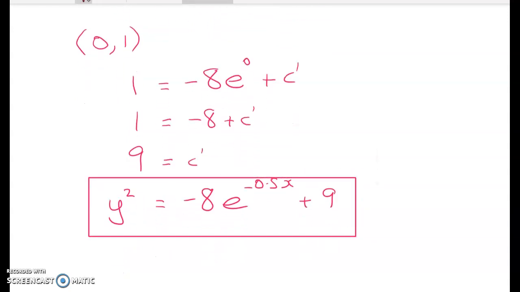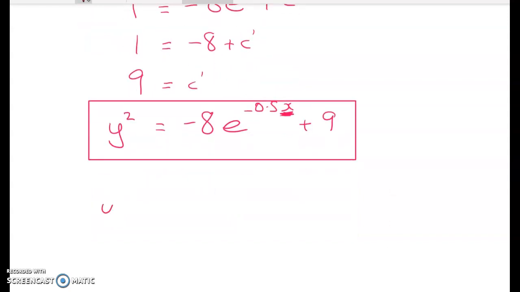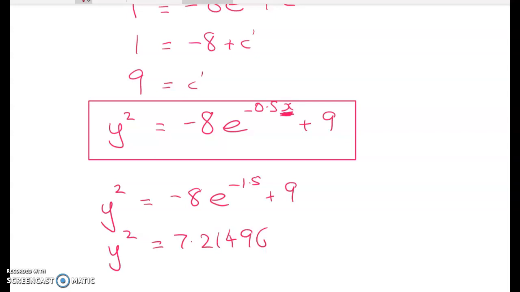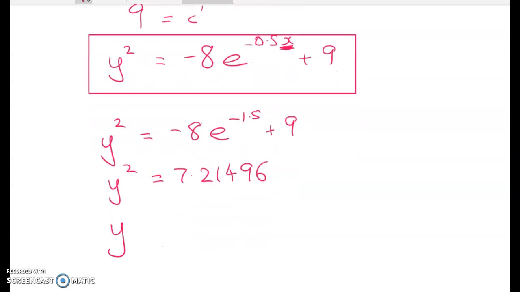Okay, so we've got down to here, so that's good. Right, the next thing that I need to do is to figure out what the y value is when x is equal to 3. So y squared is equal to negative 8 e to the negative 1.5 plus 9, giving me y squared is approximately, I went to quite a lot of decimal places on this, so 7.21496 is what I used. So y is going to equal positive or negative 2.686. So we can mark that onto our graph.